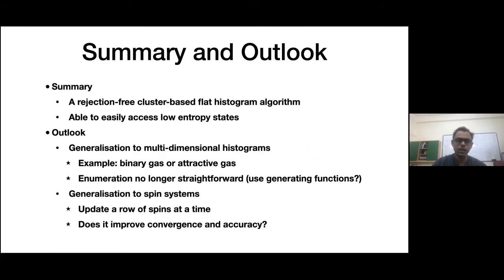So to summarize, what we propose is a rejection-free cluster-based flat histogram algorithm. It is able to access low entropy states easily. Currently, we are working on how to generalize it to multidimensional histograms, for example, binary gas, attractive gas, and generalize to spin systems, for example, Ising model, but you update an entire row of spins at a particular time. If one does like this, does it improve convergence and accuracy? And that is my 12 minutes up.